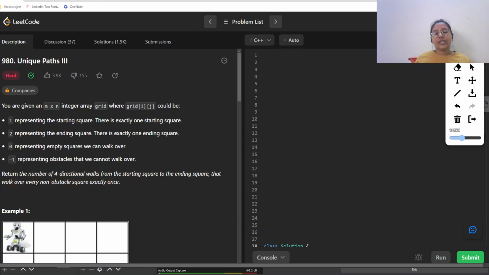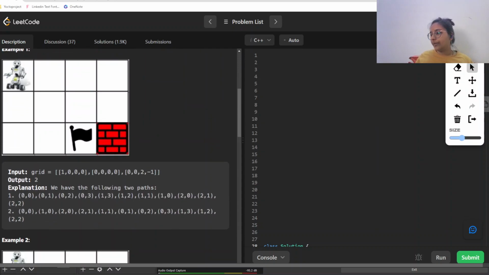Now, basically, this question is a variation of yesterday's question. Yesterday, we were given a graph where obstacles were not there, and we were required to return all the paths from the source to the target. And here today, we are given a grid where we are required to check for all the paths, but in this we are also given some obstacles. So it is somehow a variation of yesterday's question. Let us go ahead and see how we are required to do this question.